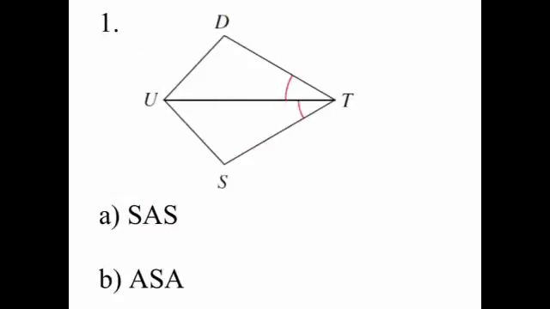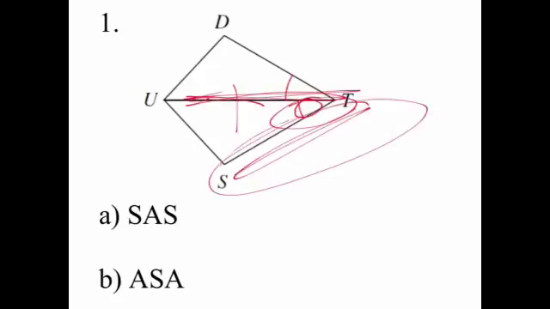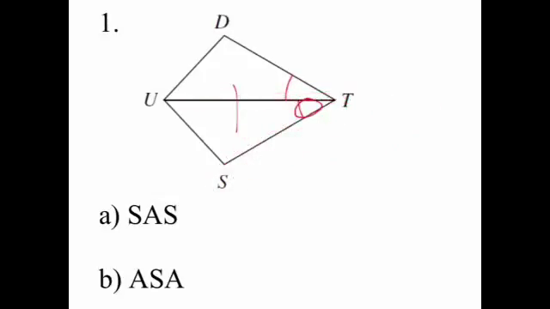On 1, you can add a congruence mark in the middle because of the reflexive property, and we're supposed to get side, angle, side. Well, right here we have an angle and we have a side. If we want side, angle, side, we need this side down here to be congruent to the one up there, because those are the sides that match. And so we need ST to be congruent to DT.